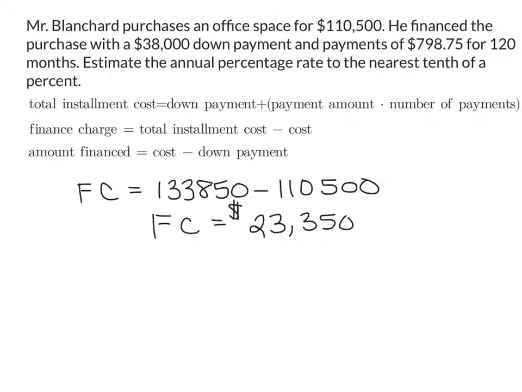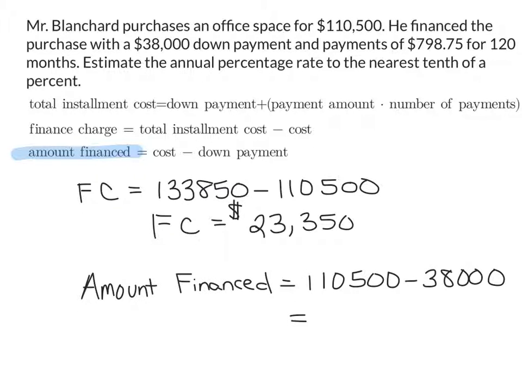Now we also need to know the amount financed to approximate the APR. So the amount financed is the cost minus the down payment. We'll compute that real quickly. We'll take $110,500 and subtract a down payment of $38,000. When you subtract those two values, you get $72,500. So again, we're going to use the finance charge and the amount financed in our formula for approximating the APR.